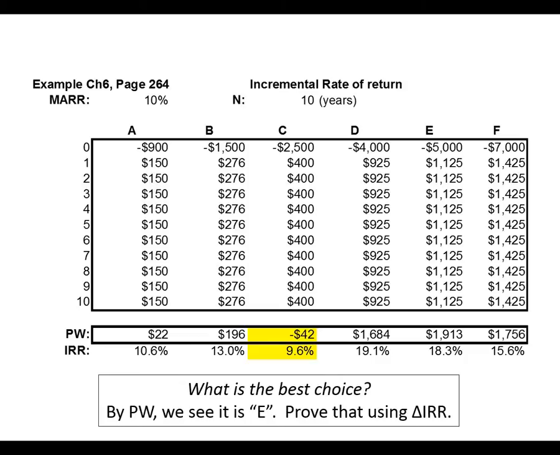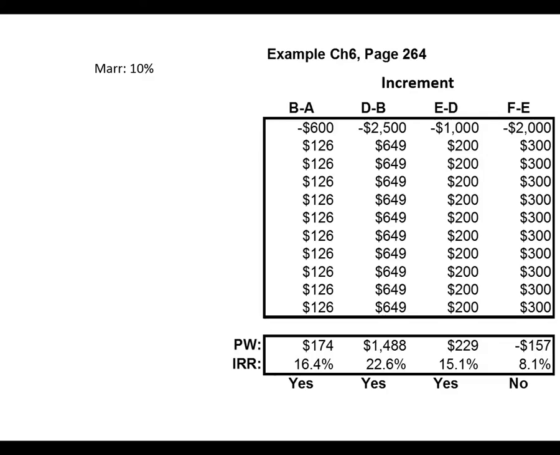Now, if I just do the present worth analysis, it shows me that, first of all, option C is just a bad deal. You can see the present worth of that is negative. So, of course, we don't want to do option C at all. But now the question is should we do option A, B, D, E, or F? Which one of them is the best? The present worth says that option E is going to give us the highest present worth, but can we use the incremental internal rate of return method to prove that?